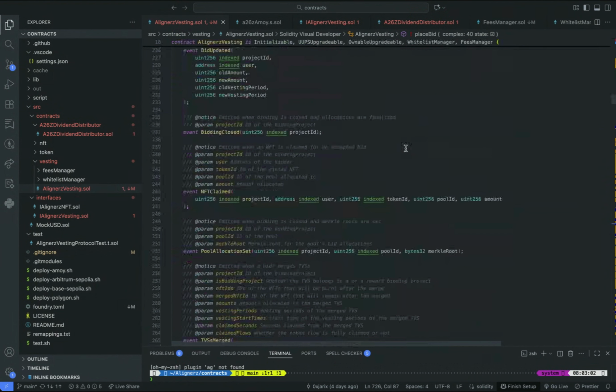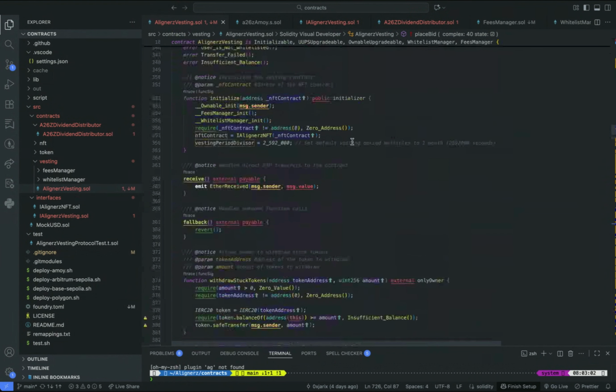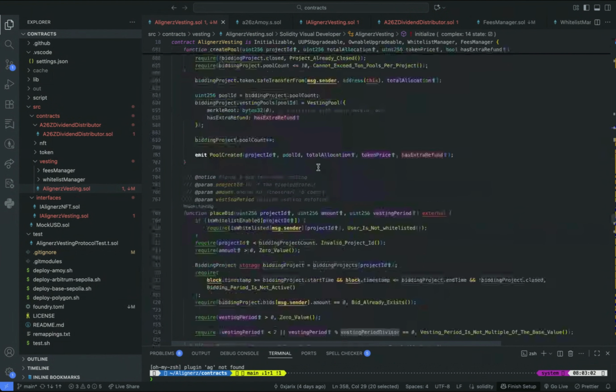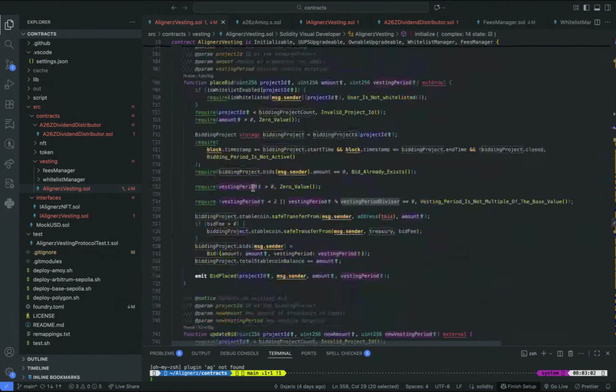So we chose the vesting period divisor to be equal to 1 month: 2,592,000 seconds. Okay, so this is 1 month. So when a user bids, the vesting period has to be a multiple of this amount, unless he decides to make a bid for 0 months. In that case, he will choose the value 1 second. Okay, so this is intended here.